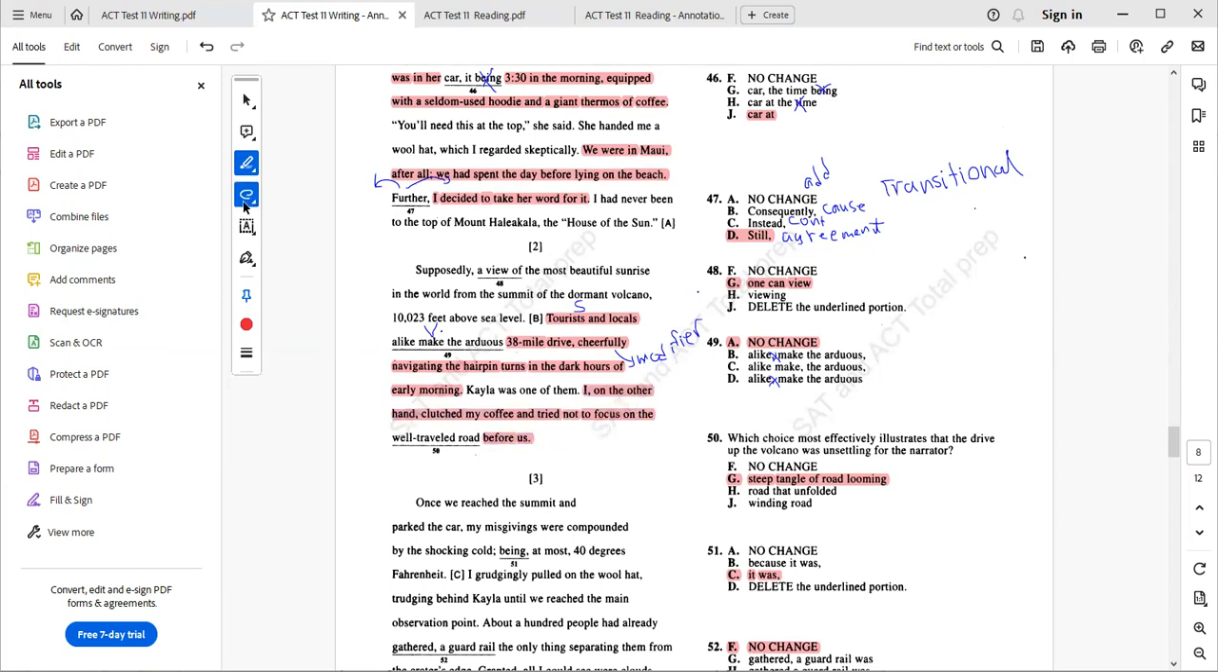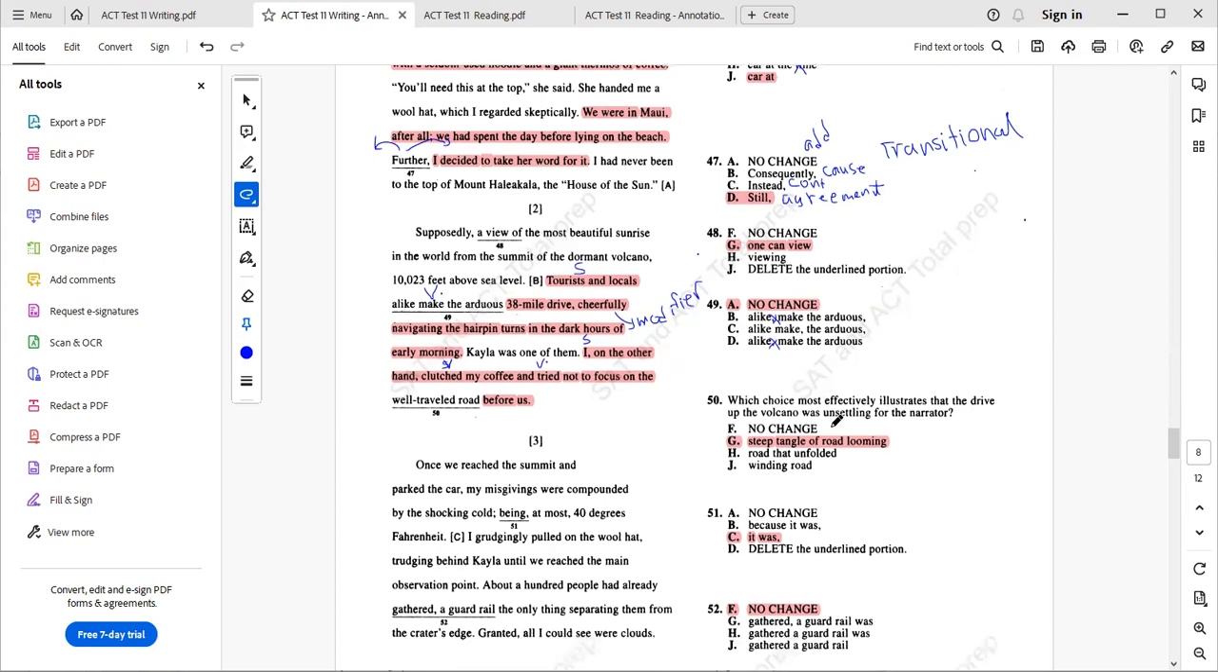I, subject. Then on the other hand, okay, it's not essential, between two commas. Clutched, verb. My coffee and tried. I'm sorry, tried the verb. Also verb. Not to focus on that. I need now object of the preposition. Well-traveled road before us. Okay, I don't have any problem. But in 50, actually, it asks me something.